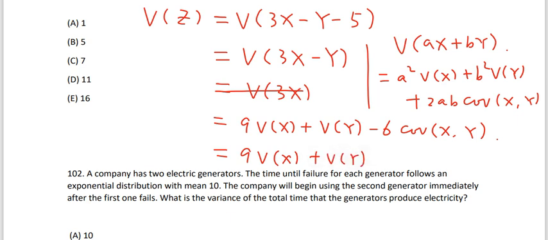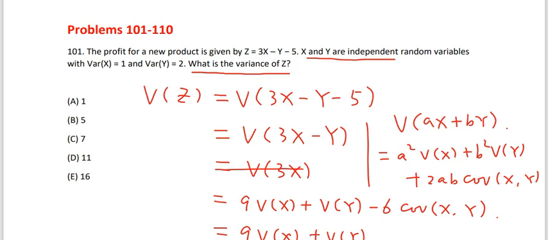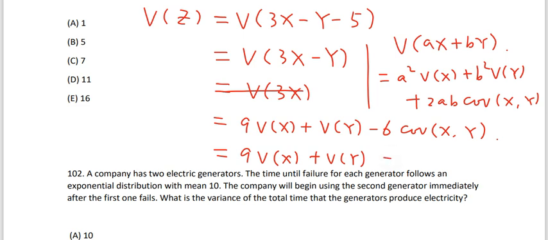Then we just go back and find what is V(X)? V(X) equals 1. What is V(Y)? V(Y) equals 2. So this is just equal to 9 plus 2.